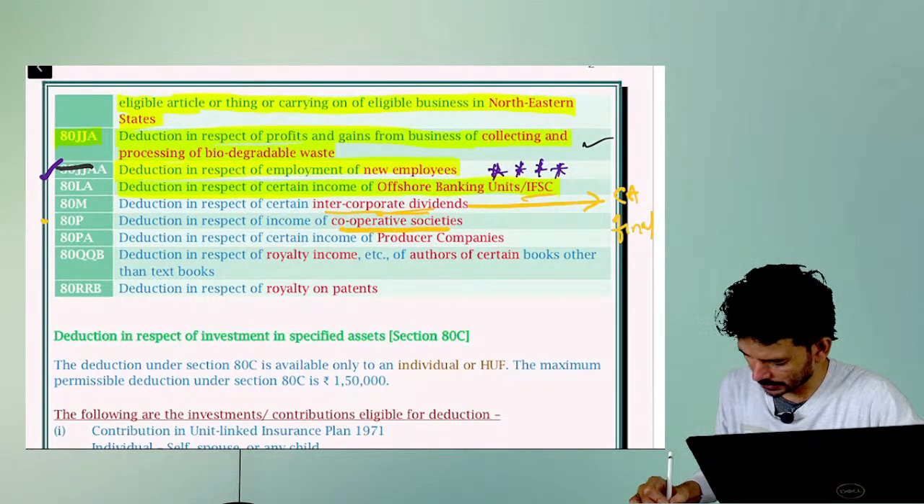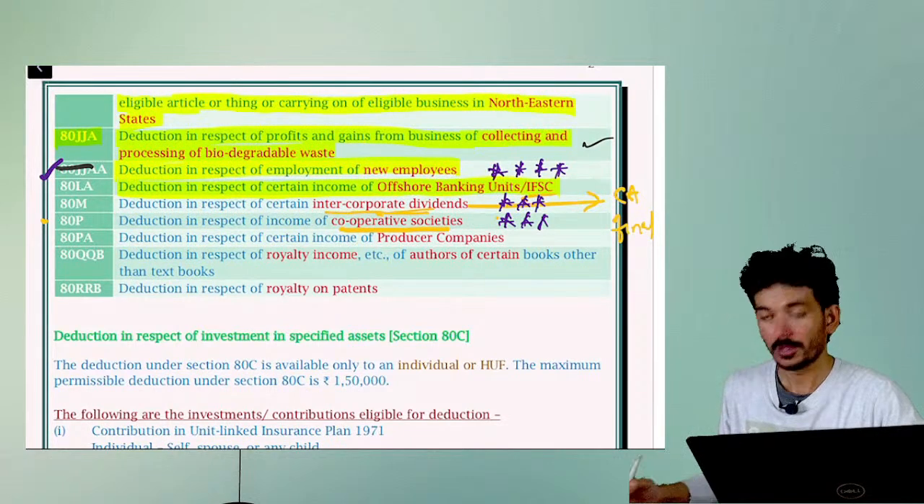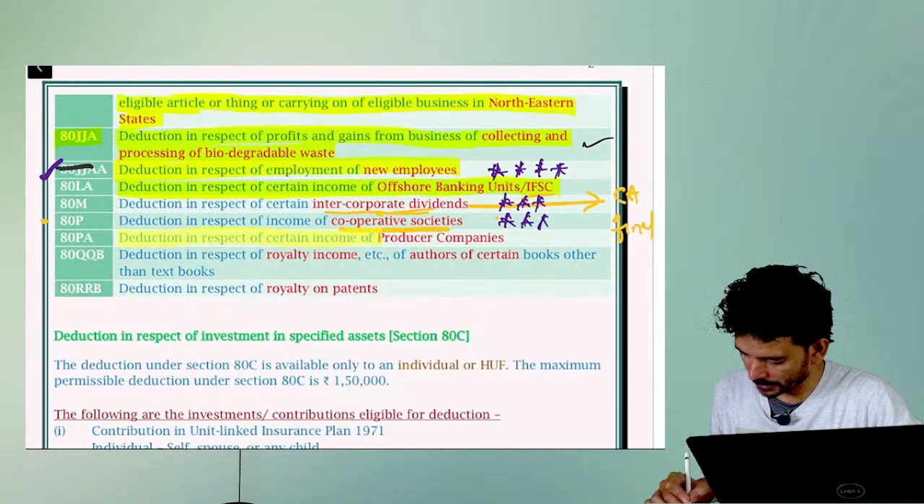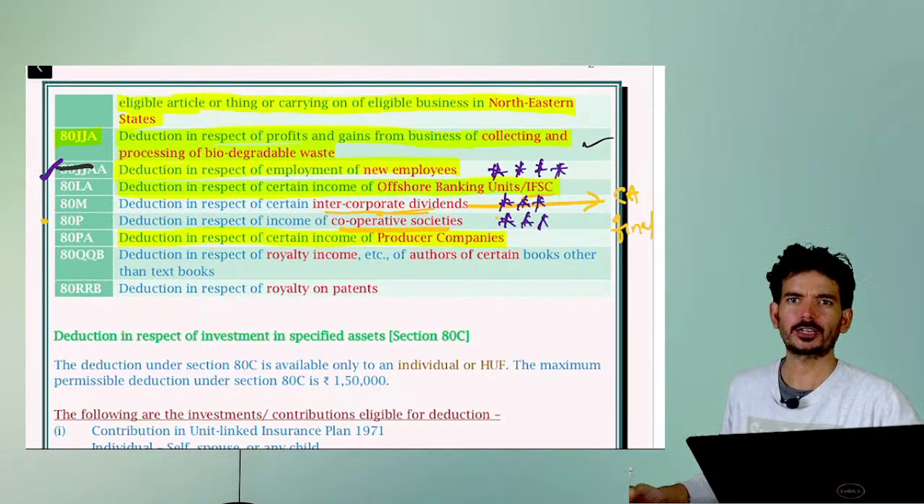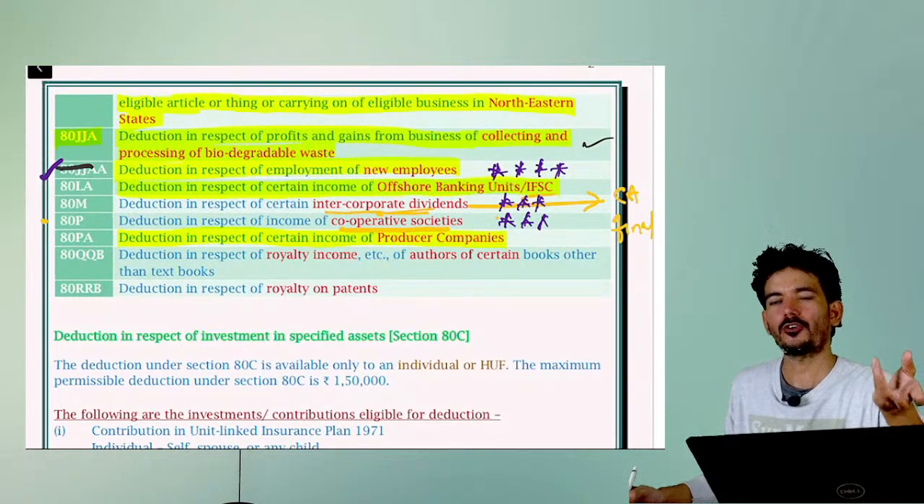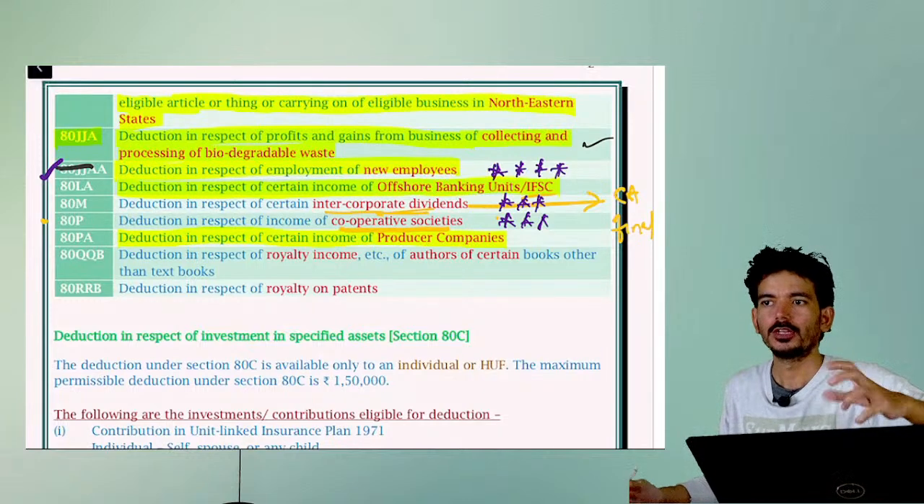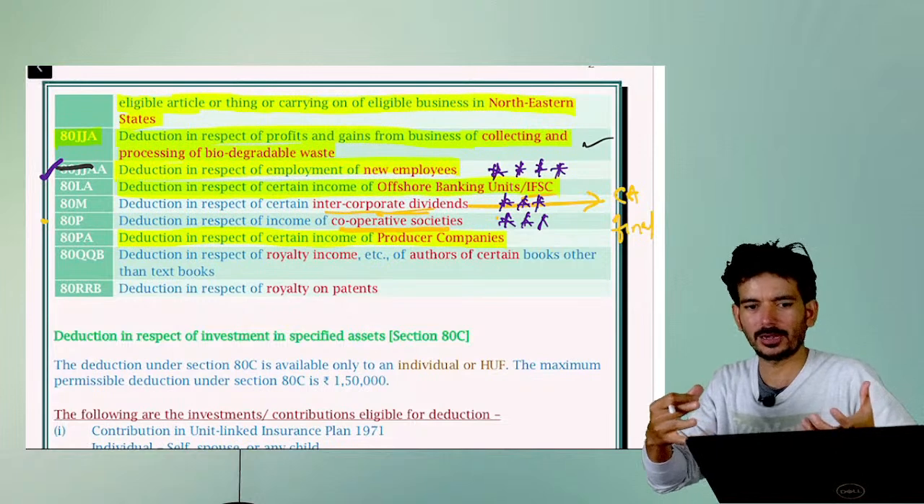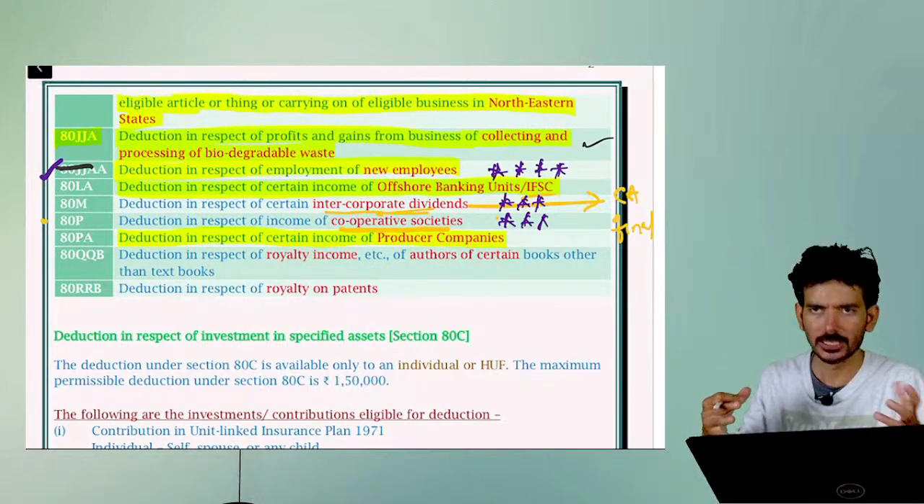ATPs, again this is important. Inter-corporate dividend, if you happen to be a final student, this is also important. And deductions in respect of certain income of producer companies are not that important. Producer company, like Amul, you see, right? A producer company means the farmers themselves are producers, so they all come together and start a company. Producer company is a concept under the Companies Act 1956.